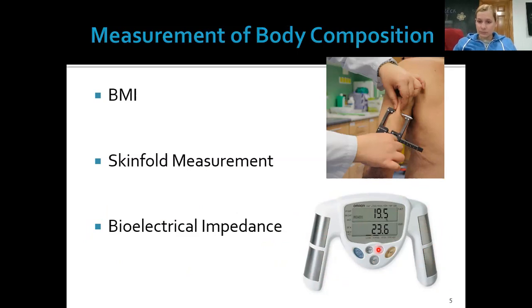And basically what it does is it sends an electrical current through your body, and it measures how fast that happens.